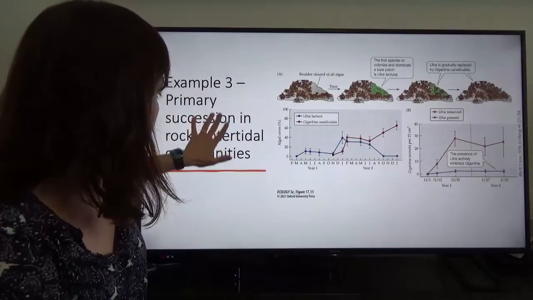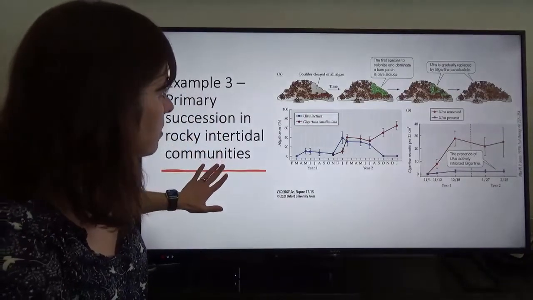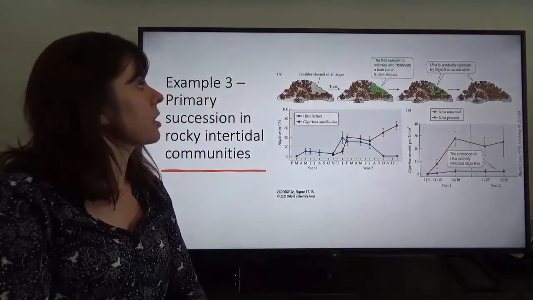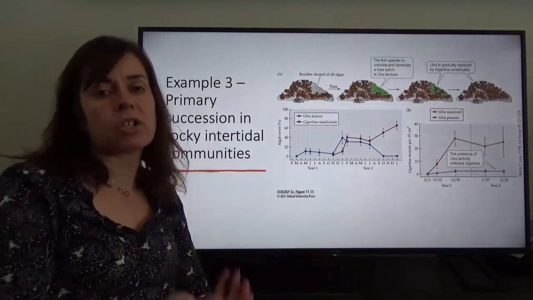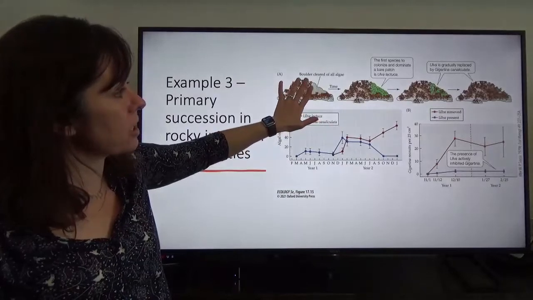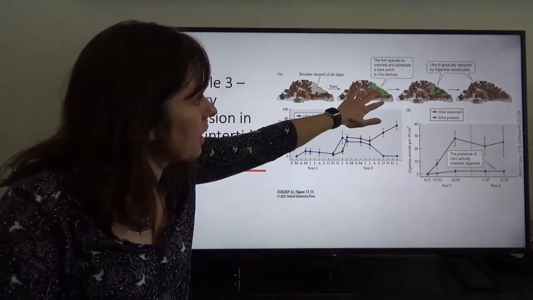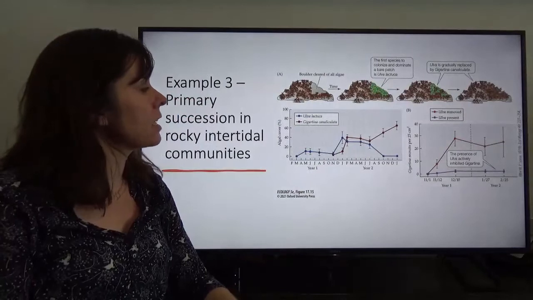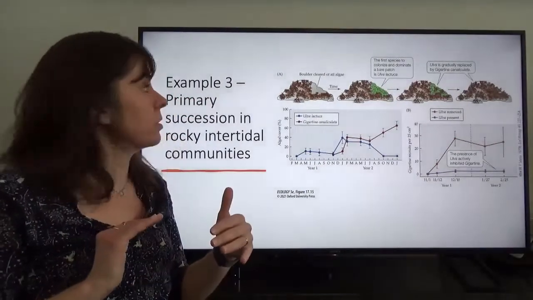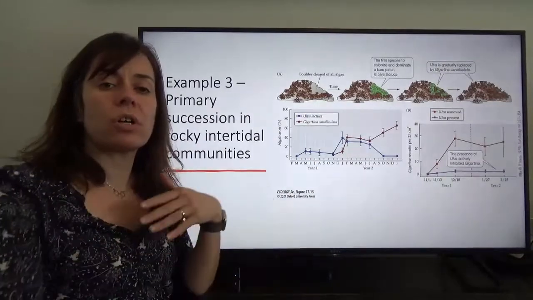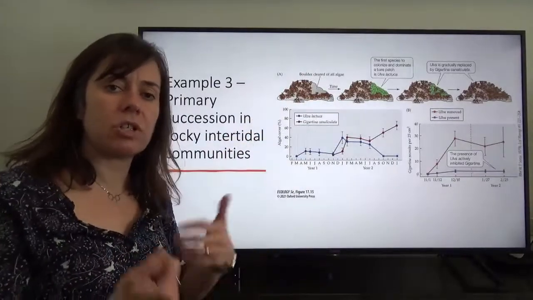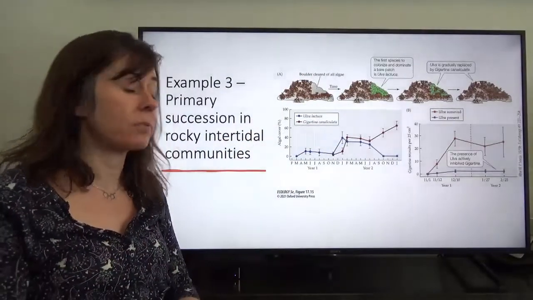The third example is primary succession in rocky intertidal communities. And so this is an example where we have rocks in the intertidal community that wave action can flip. So we've got these algae, we've got a red algae, Gigartina, and a green algae, Ulva lactuca, and they both grow on these rocks in the intertidal zone. But when wave action is strong enough, it can flip those rocks, and then the poor algae end up down in the dirt, and you have a bare rock surface for colonization.